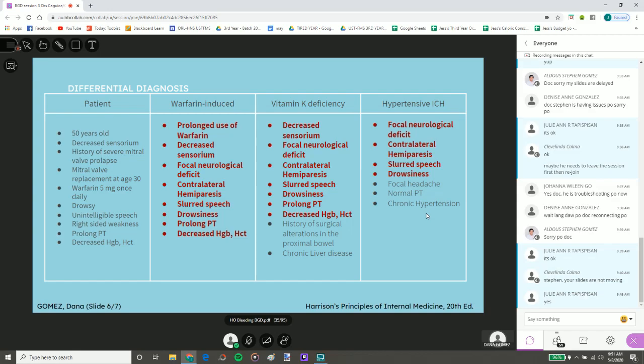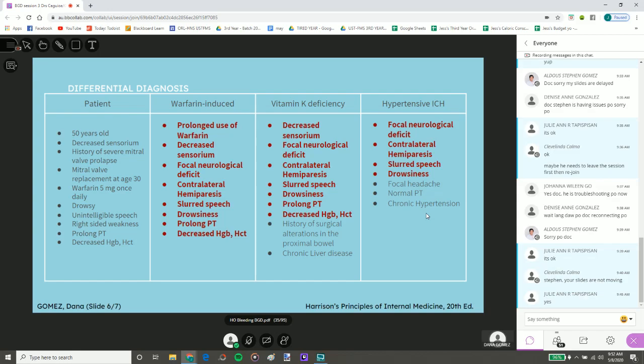Warfarin-induced hemorrhage and vitamin K deficiency related to GI pathologies both present with prolonged prothrombin time, decreased hemoglobin, and hematocrit. This is in contrast with hypertensive intracerebral hemorrhage, which can present with normal prothrombin time. We can now rule out hypertensive ICH because aside from prothrombin time, the patient does not have any history of chronic hypertension, which is the primary risk factor for developing hypertensive ICH.